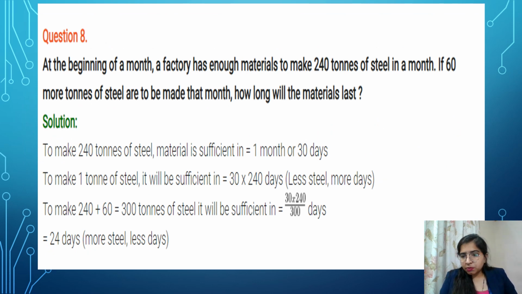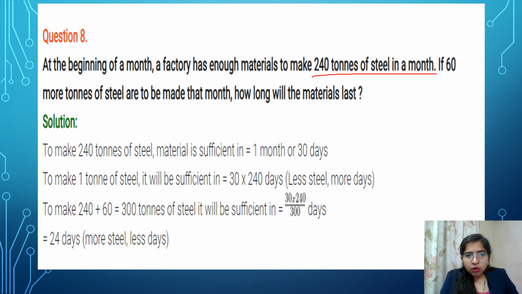One thing I have to explain in this question. Listen to me carefully. At the beginning of a month, a factory has enough materials to make 240 tons of steel in a month. Okay, at the beginning of the month, one factory had enough material to make 240 tons of steel. They can make 240 tons of steel within 1 month.